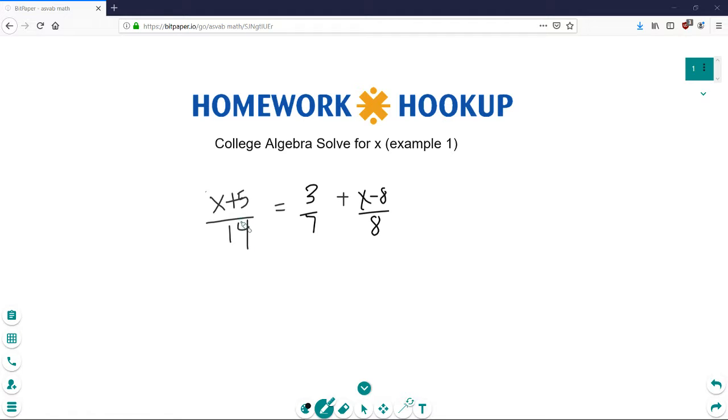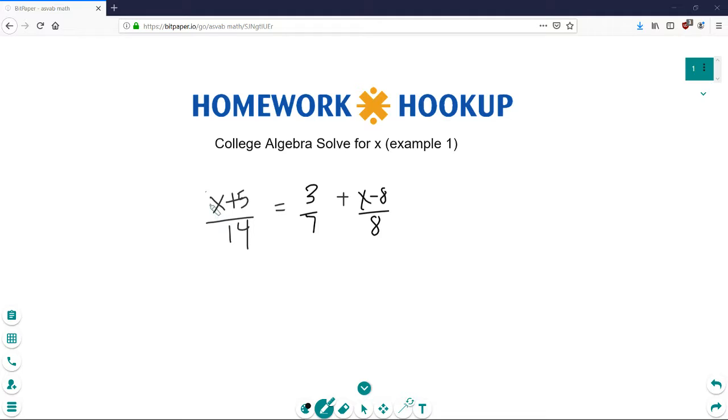We noticed a couple things in this problem, particularly the first thing being that we see x in two different places. So we know at one point we're going to want to put the x's together. Second thing is that there's fractions all throughout this problem, right? So we have (x + 5)/14, 3/7, and (x − 8)/8. So we don't like the fractions, so we definitely want to get rid of them.